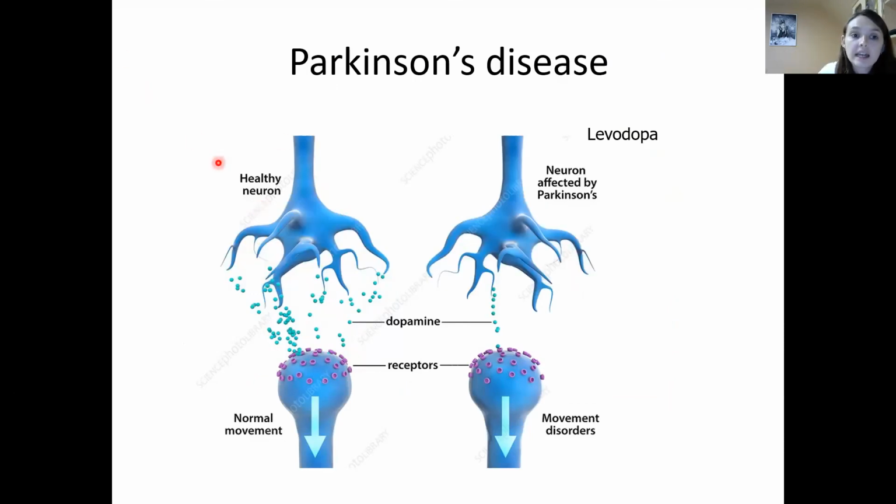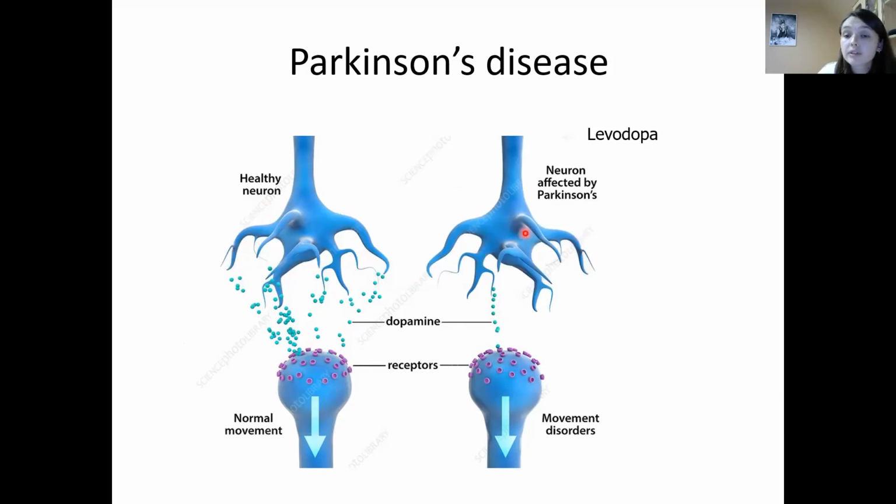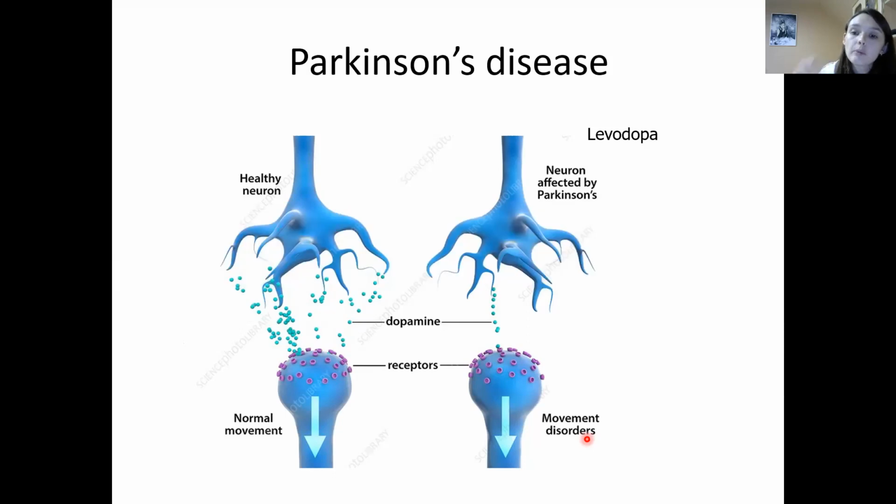So in a healthy neuron we have a sufficient amount of dopamine, which will bind to the receptors on the postsynaptic membrane, and the movement will be appropriate and coordinated. In case we have a lack of dopamine in the substantia nigra of the basal ganglia, a lesser amount of dopamine will bind to the postsynaptic neuron, and as a result we are going to receive movement disorders. The movement will not be coordinated.